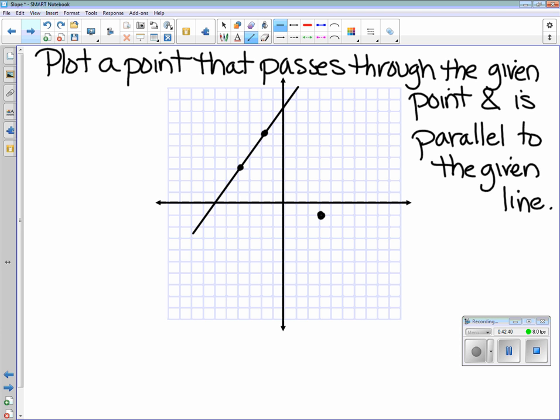Plot a point that passes through the given point and is, it could be parallel or perpendicular. So I'm going to highlight the word that might be different. It could be parallel or perpendicular here. It doesn't matter. You should be able to do both. But we're going to do parallel today. So copy this on down.